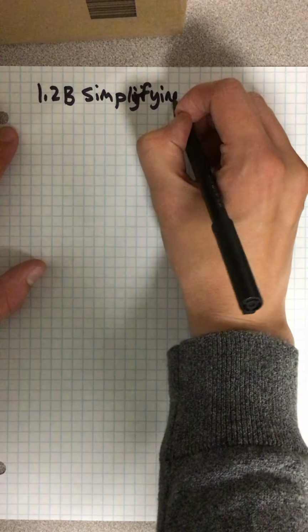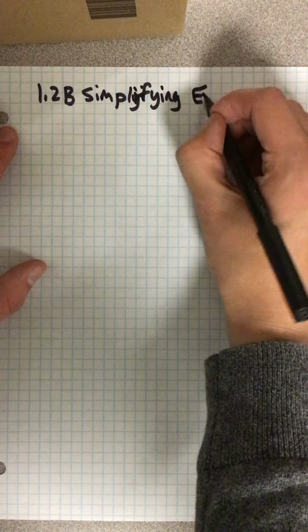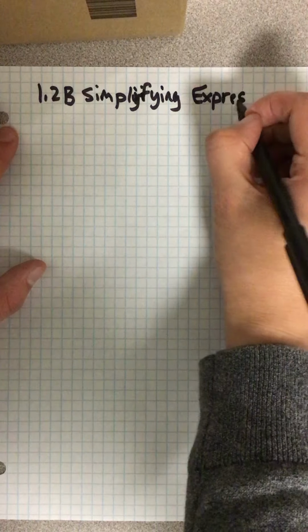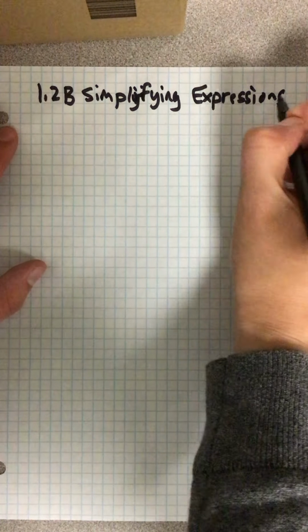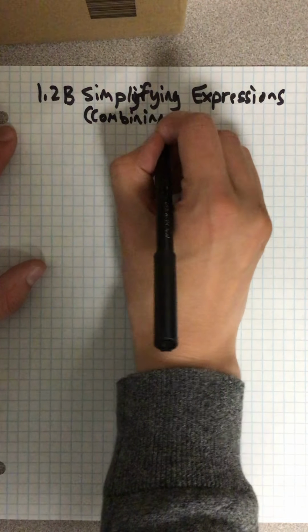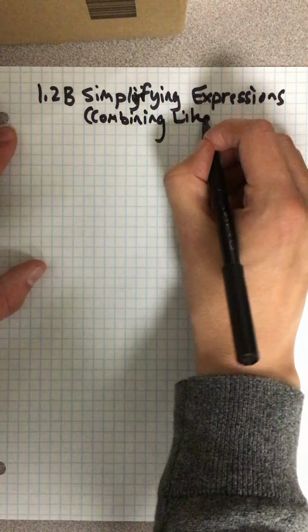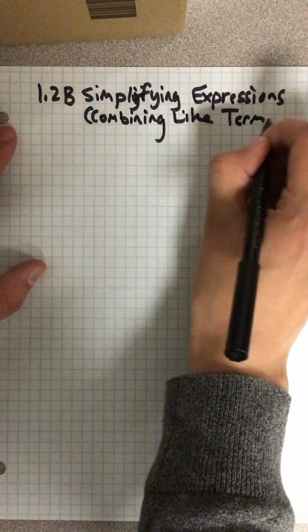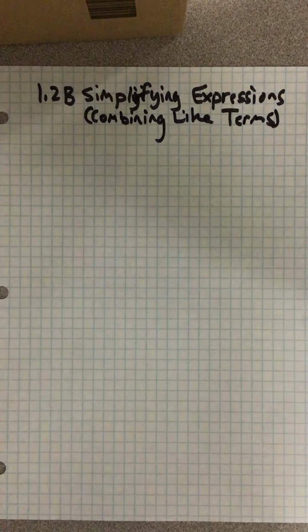Simplifying. Apparently I can't spell here today. Simplifying expressions. But we're going to try and do this in one take. So simplifying expressions, in particular combining like terms. Alright, so combining like terms.